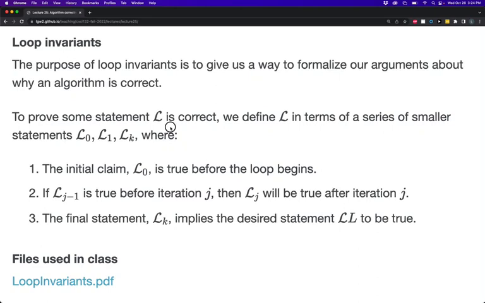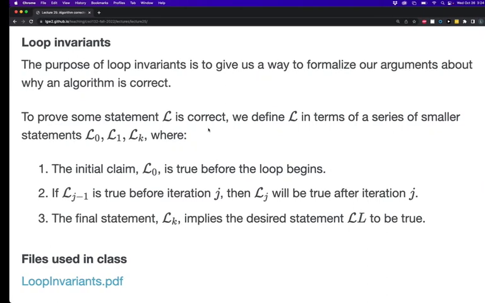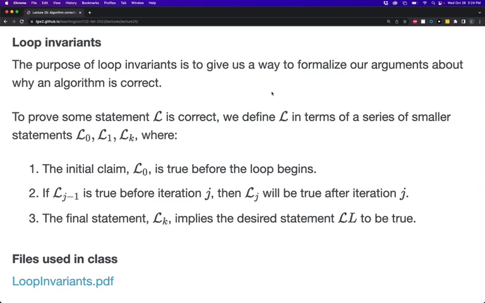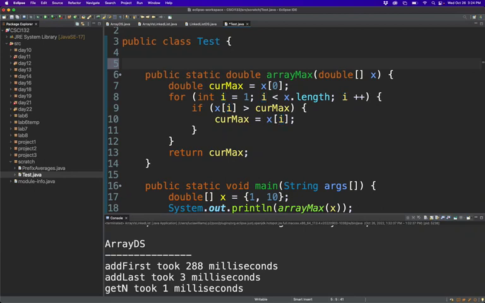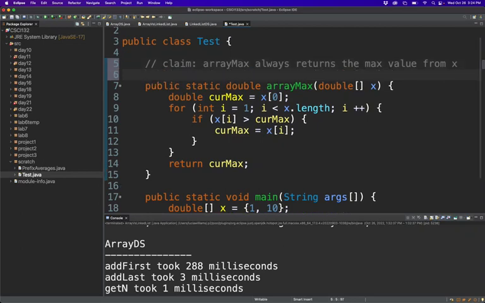So the idea of loop invariance is that we want to say our overall claim is that this algorithm is correct. So let's go back to it. Our overall claim is that array max always returns the max value from x, right? Does that sound reasonable for what we want to prove here? Okay, so in order to prove that, we're going to have a subclaim.